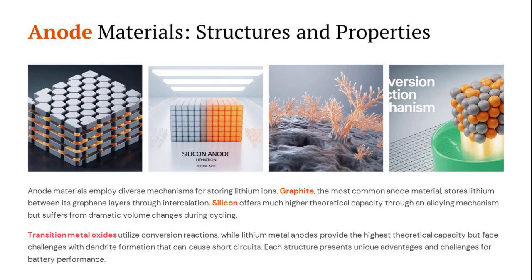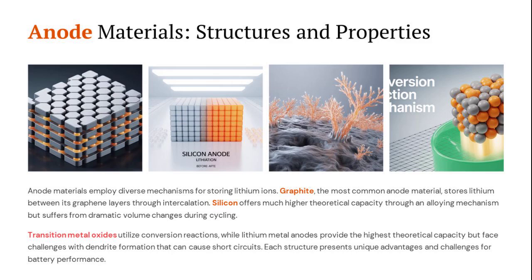Anode materials, structures and properties. Turning to anode materials, the structural diversity is equally rich, with mechanisms ranging from intercalation to alloying and conversion reactions. Graphite, the most common commercial anode material, consists of stacked graphene layers held together by weak van der Waals forces. During charging, lithium ions intercalate between these layers, forming staged compounds like LiC6. The staging phenomenon, where lithium ions organize in specific patterns between graphene layers, helps minimize repulsion between ions.